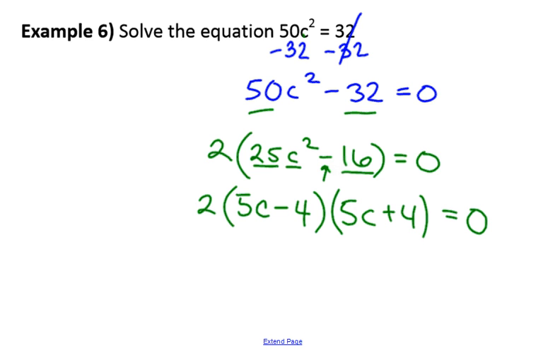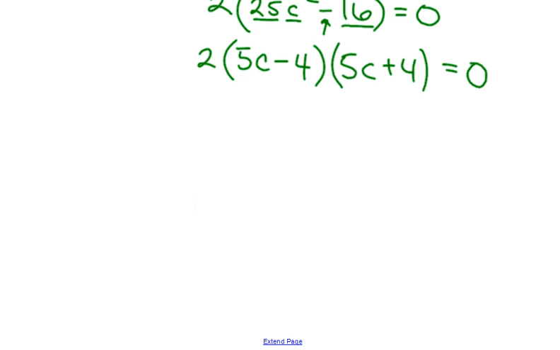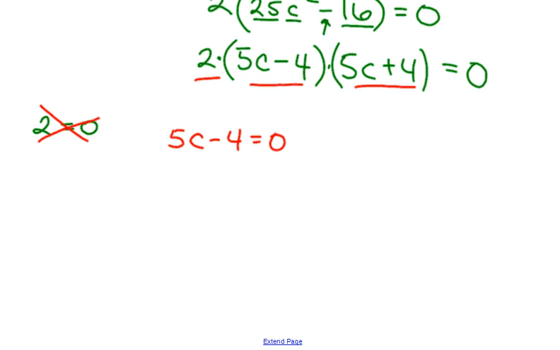Now that we've completely factored that, we can set each factor equal to 0. Notice that 2 is a factor. If we continue like we've been doing with 3 different factors, you would say 2 equals 0, but that will never equal 0, so that's not going to factor into this. So then you have 5c minus 4 equaling 0, and 5c plus 4 equaling 0.